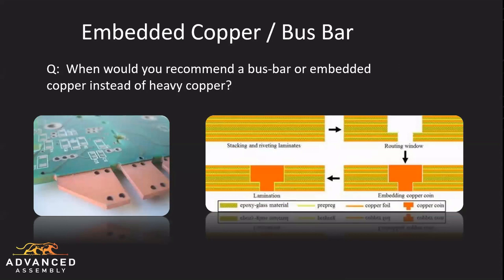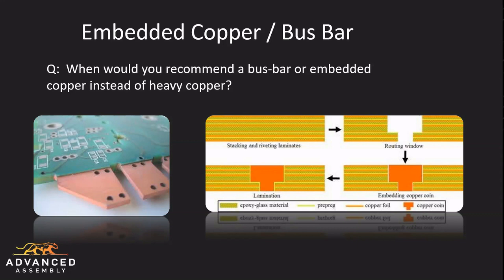Another question that we get is about embedding copper or using bus bars. When would you recommend a bus bar or embedded copper instead of using heavy copper? Really, embedding anything into a PCB is going to add a significant amount of extra steps and therefore a significant cost. So I'd really avoid it if at all possible.